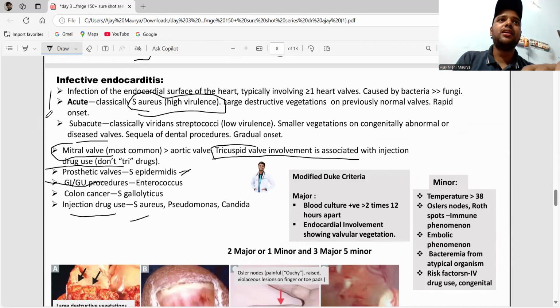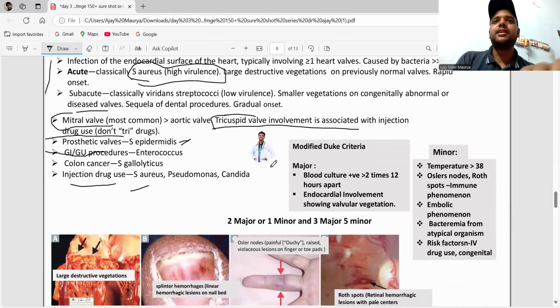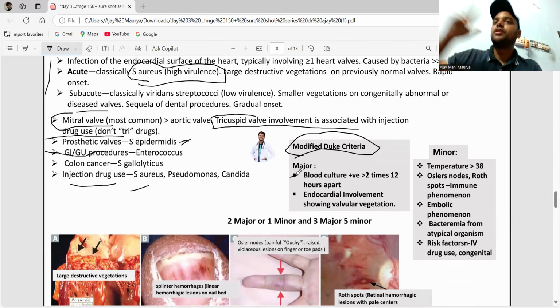And remember guys, there is the modified Duke criteria. There is a major and minor. In the last exam, they asked this question: blood culture positive more than 2 times, 12 hours apart.